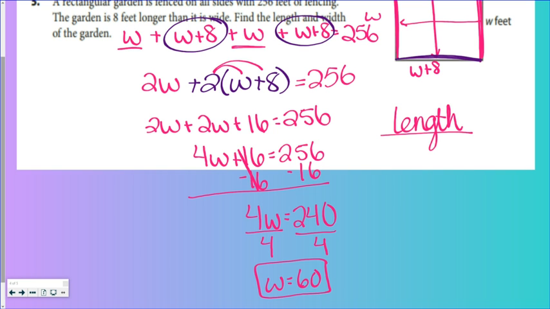So they said the length is the width plus 8. Well, we know the width is 60. Add 8, the length is 68.